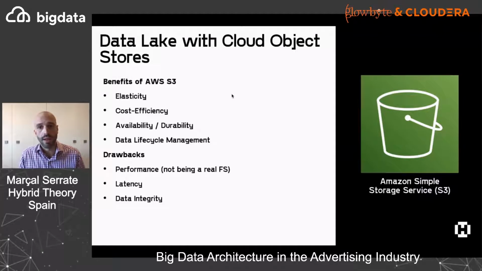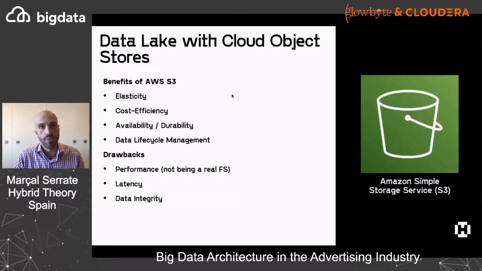First of all, a quite important topic, which is the data lake. When we use cloud object stores, in that case Amazon S3, there are some benefits. We have elasticity; you don't need to provision any resource. It's cost efficient, usually 10 times cheaper than traditional HDFS. Availability and durability, where Amazon claims 99% durability and availability. And also data lifecycle management. As we said, S3 can be configured to automatically migrate objects to cold storage after a configurable time period.